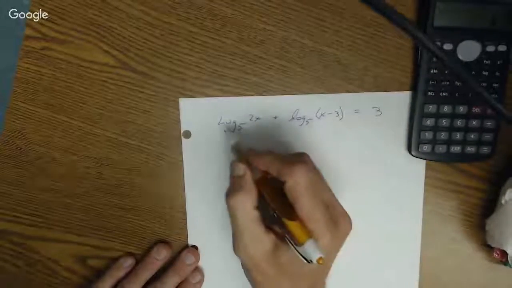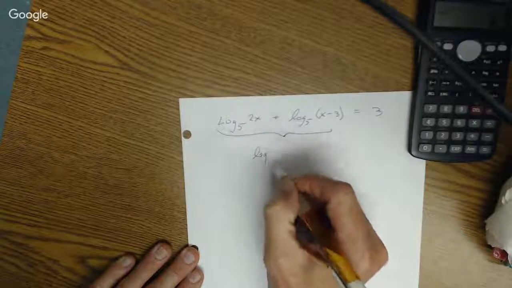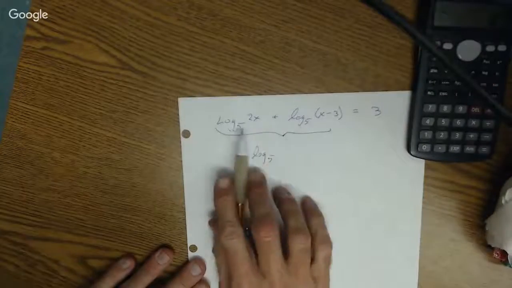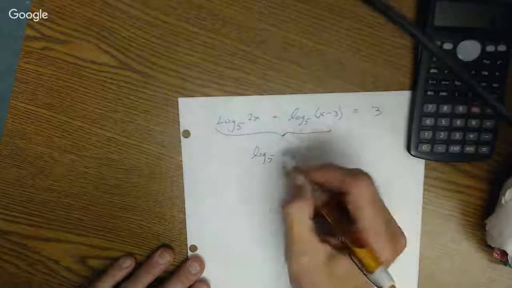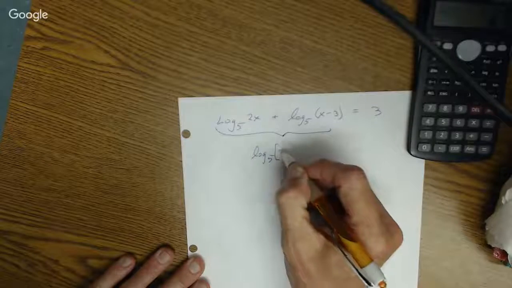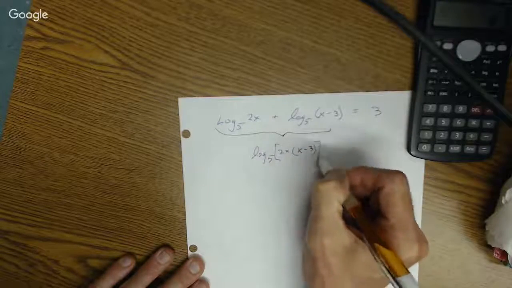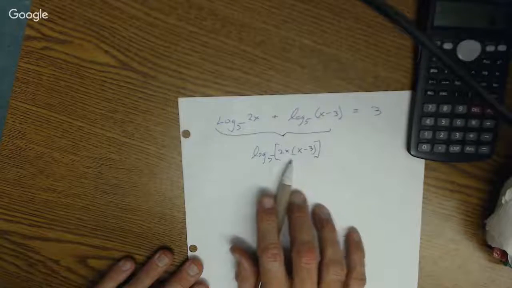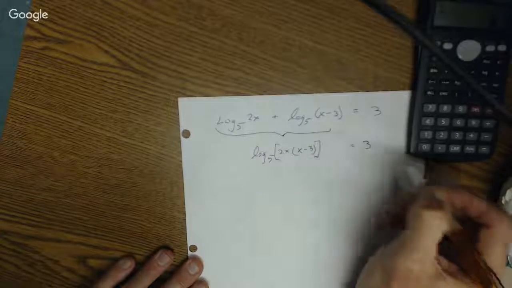So step 1, we're going to combine the 2 logs into 1 log using property number 1 of logarithms. As long as they're the same base, if you're adding logs, it's the same as having 1 log and multiplying the 2 things together. So this is the same as multiplying 2x times x minus 3, and log base 5 of just those 2 things multiplied together. So that's property number 1 of logarithms.